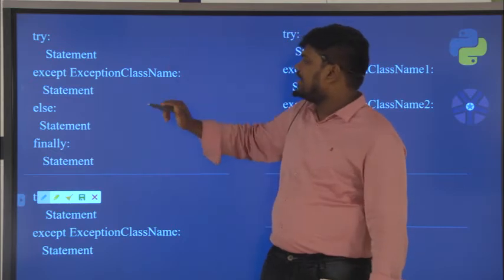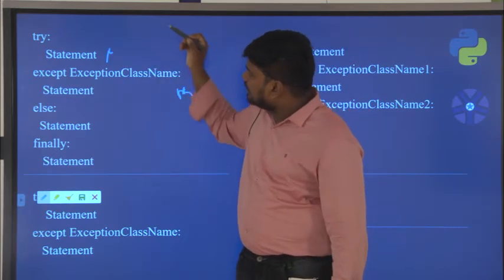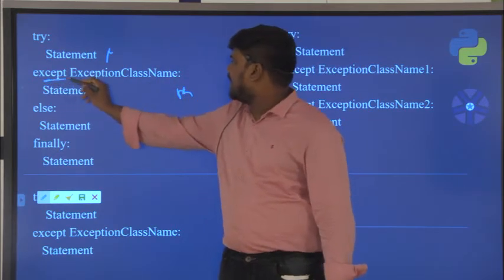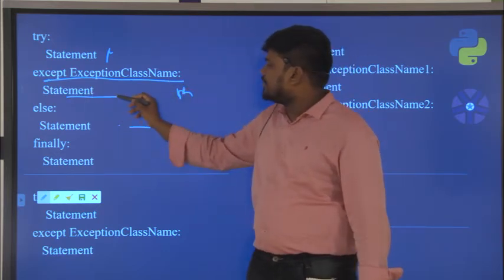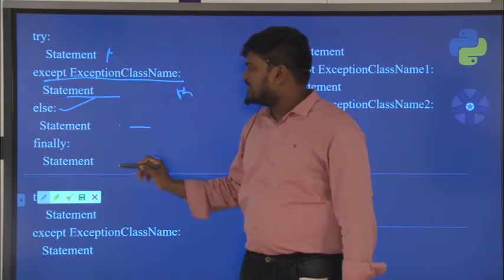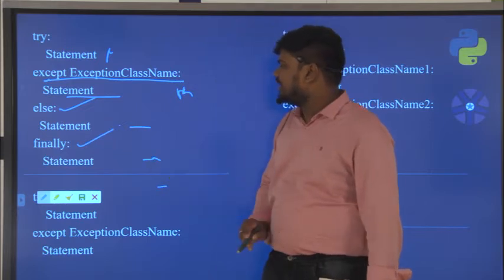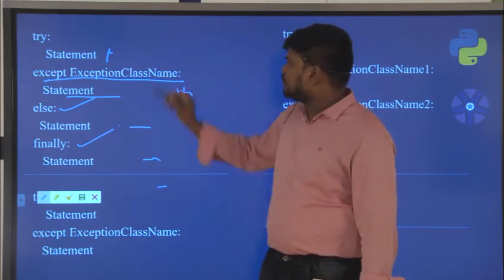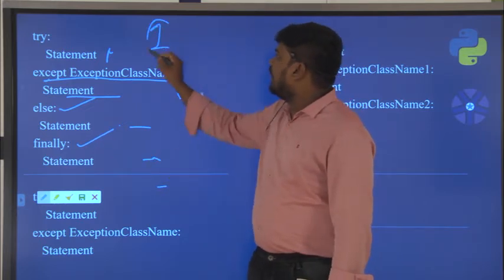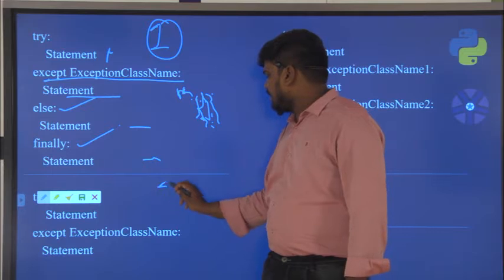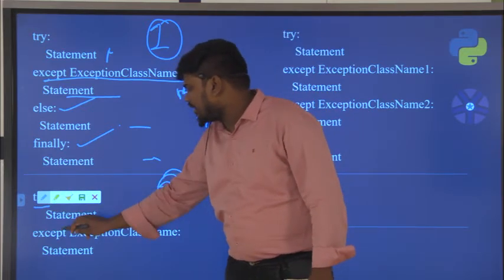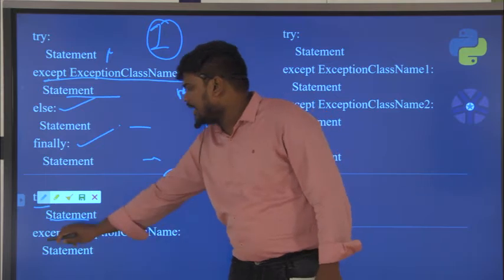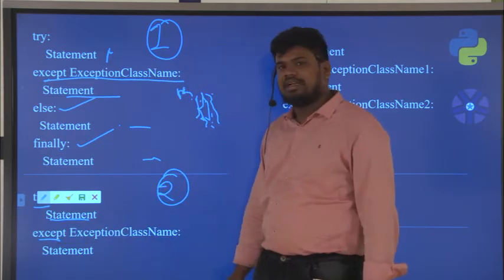I'm using a try followed by a statement, and next I'm using an except, and next a statement. I have used an else here, which is valid, and next I have used a finally. So this is the first category. And coming to the second category, here I have used a try followed by statements and the except keyword. This is my second category.